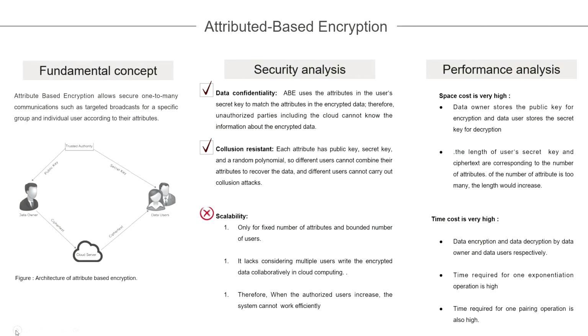Attribute-based encryption allows secure one-to-many communications according to attributes. The data owner receives the public key to encrypt the data along with the attributes. Data users get the secret key from the authority and decrypt the data. Attribute-based encryption only satisfies basic requirements of security. Data confidentiality and collusion resistance are satisfied, because ABE uses attributes in the user's secret key to match the attributes in the encrypted data, and each attribute has a public key, secret key, and a random polynomial.